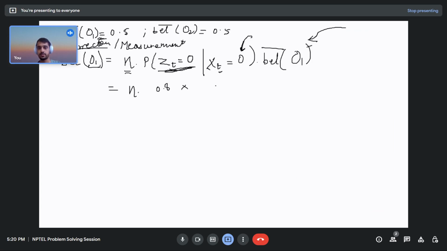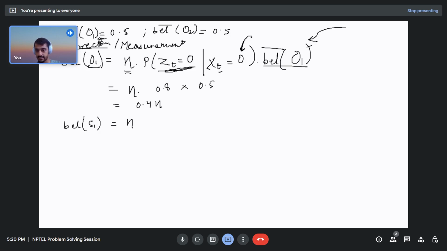0.8 times what is the predicted belief? Okay, so that is your 0.5. So it comes out to be 0.4 times eta. And similarly for the shut case.